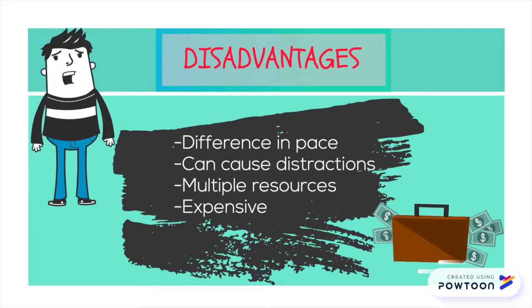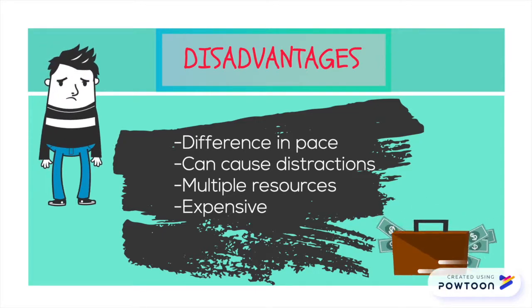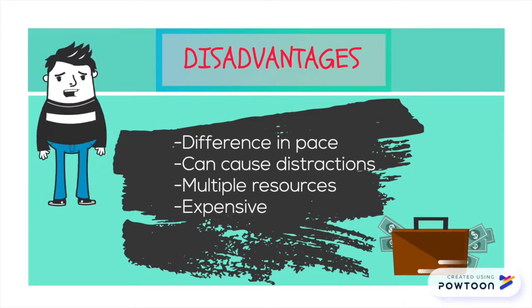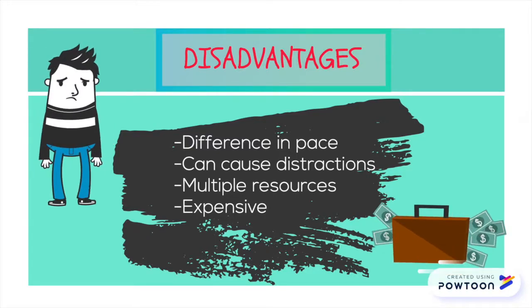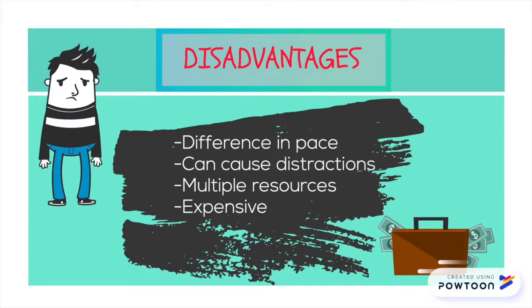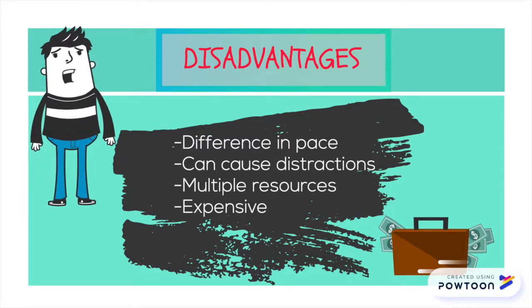The pace of audiobooks may be too fast or even too slow for some students. If it's too fast, students cannot comprehend the text, and if it's too slow, students lose concentration. It's easy for students to be distracted while listening to audiobooks because it doesn't engage the attention of all students equally. Next, in order to teach, multiple resources may have to be utilized.